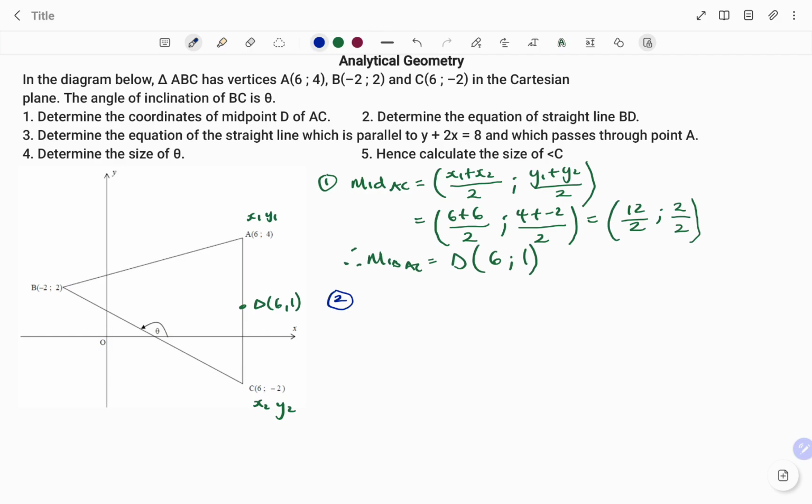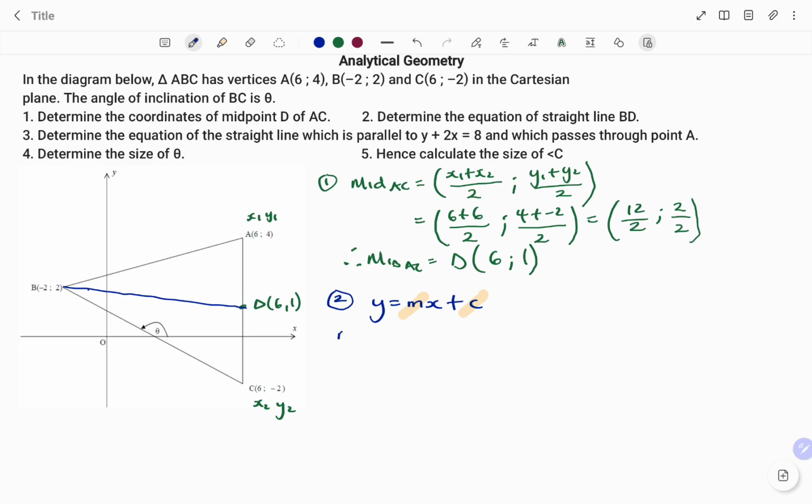The second part of the question says, determine the equation of the straight line BD. So I have a straight line cutting across B to D. The formula for finding the standard equation of a straight line is y equals mx plus c. My m is the gradient of the line BD, so I'm going to start with that. The two variables I need to find are the gradient and c, the y-intercept.